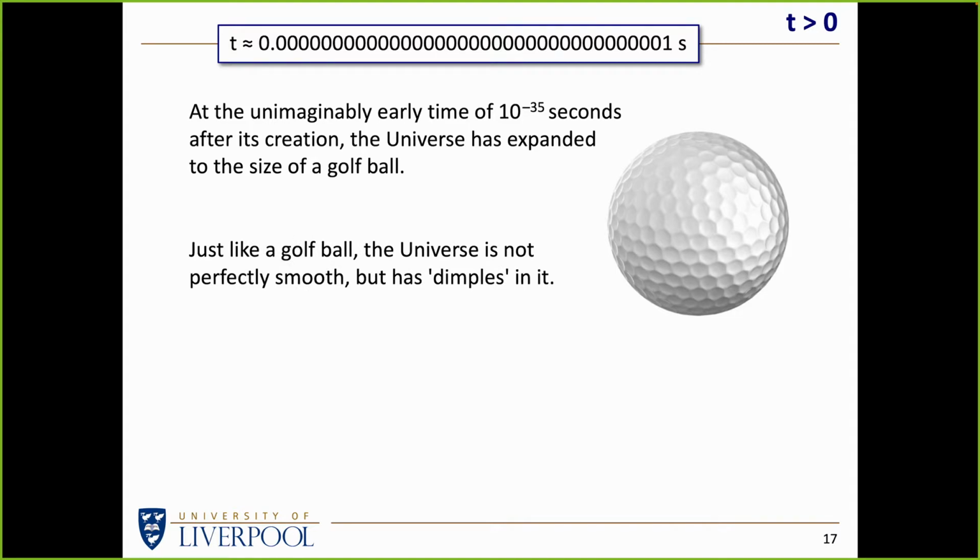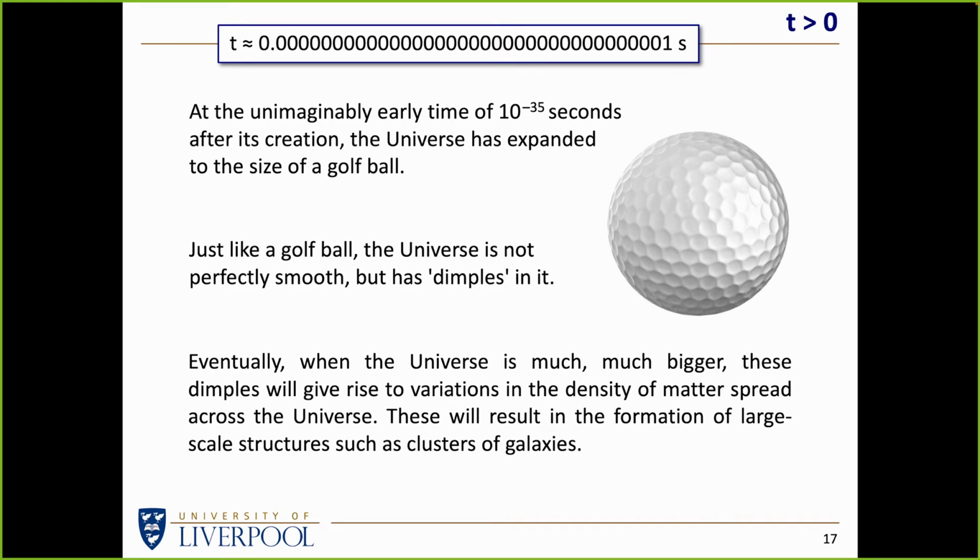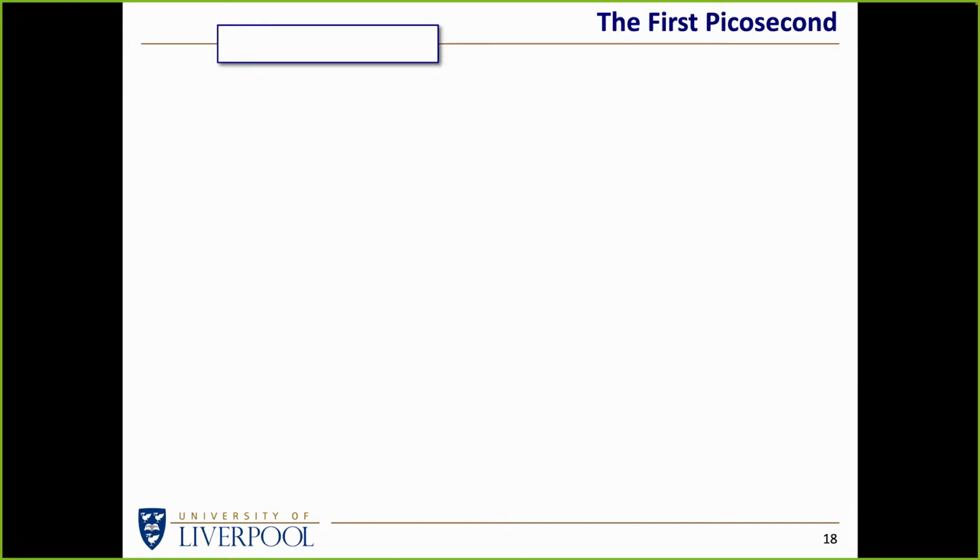But just like a golf ball, the universe at this particular point is not perfectly smooth. The universe has dimples in it. It has variations in density and variations in temperature. Eventually, when the universe has expanded to a much, much, much larger structure, these little dimples in density and temperature will give rise to variations in density that ultimately give rise to galaxies and clusters of galaxies.